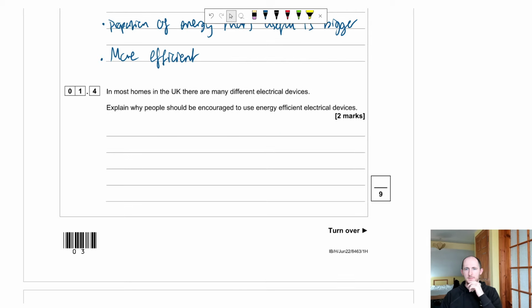Small little 2 marker here. So in most homes in the UK, there are many different electrical devices. So light bulbs, TVs, computers, charging cables, etc. Explain why people should be encouraged to use energy efficient devices. So once again, you're not really giving your opinion, okay? You're just saying what the effect is. So what would the effect be if we use energy efficient devices?